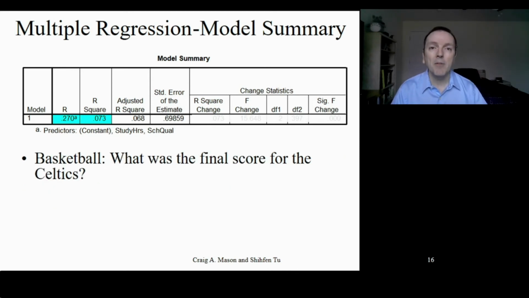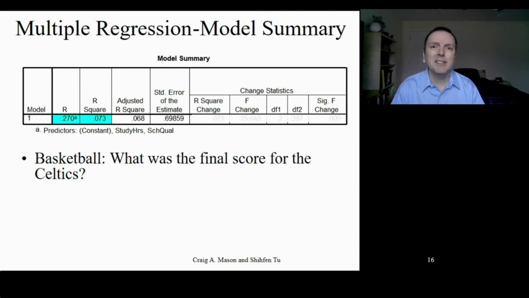Returning to basketball, the model summary table answers that question of what was the final score for the Celtics? Did the team score 80 points or 120? The model summary table tells us what the score was, how big the effect was for the team, but it doesn't tell us if the Celtics won or lost. It just gives us the score.